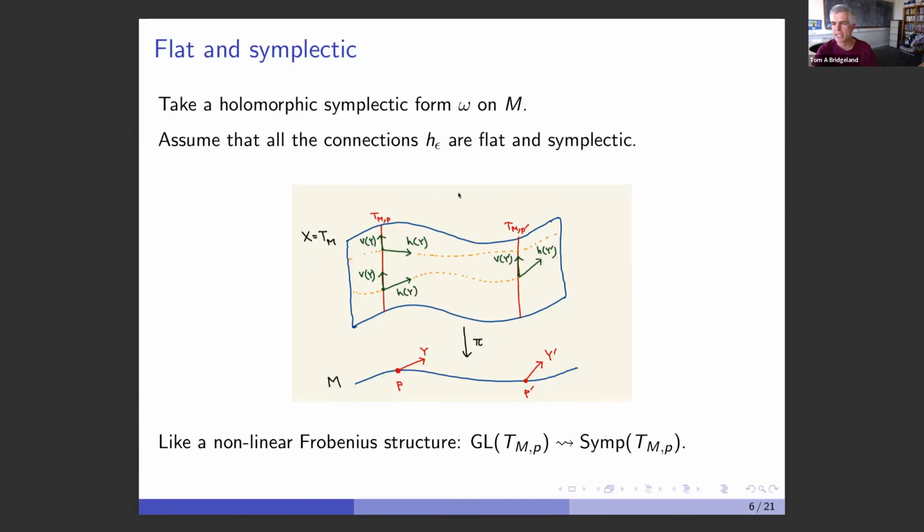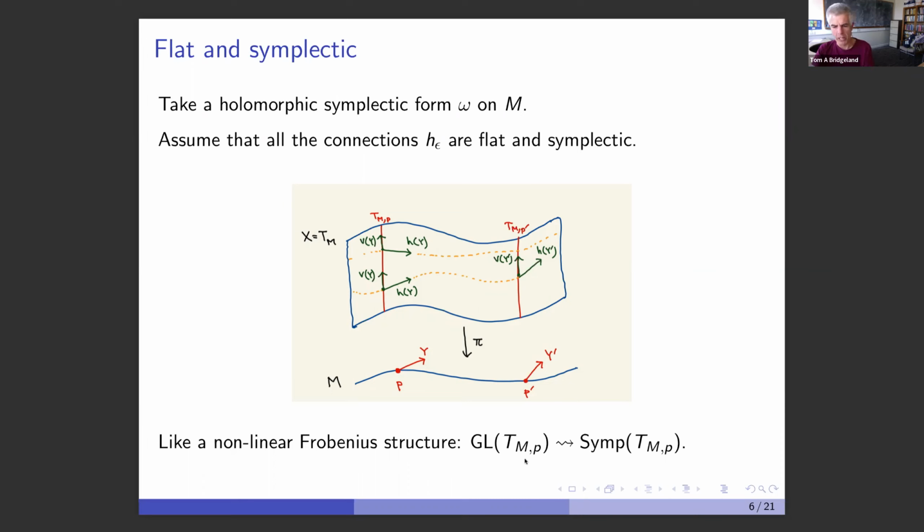And this is where you see that this is actually quite similar to a Frobenius structure, if you know about Frobenius structures. The basic content of a Frobenius structure is a pencil of flat connections on the tangent bundle. But of course, those are linear connections. It's a pencil of flat torsion-free connections on the tangent bundle. There are some extra bells and whistles, you know, you have an Euler vector field and an identity vector field and so on, but that's the basic content. And here we're getting something very similar, but instead of linear connections, we're getting these non-linear but symplectic ones.